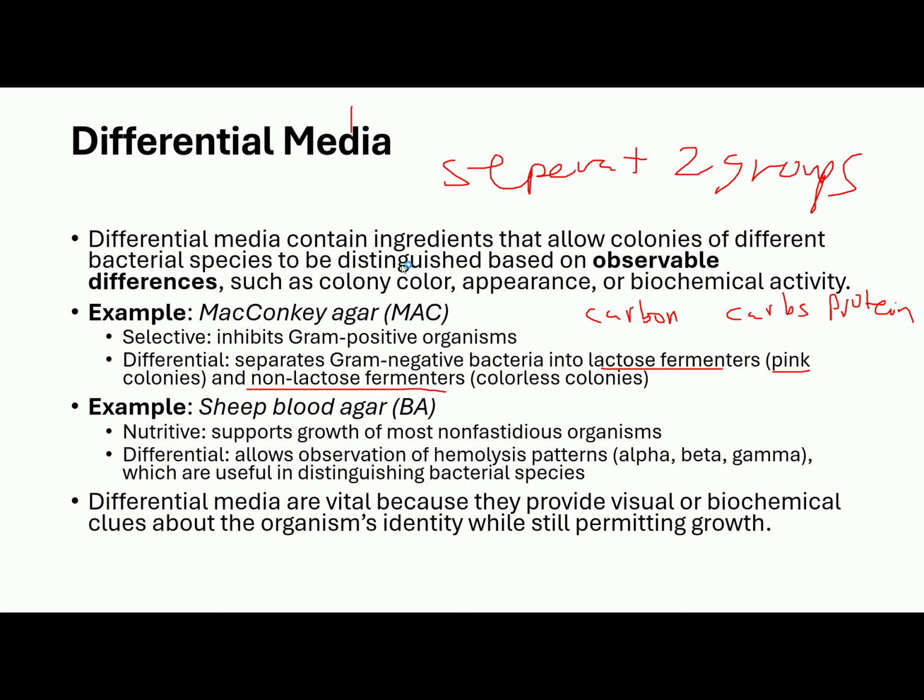Another example is the sheep blood agar. So this is a nutritive media. It supports the growth of most non-fastidious organisms. It's also differential because it allows observation of hemolysis pattern, alpha, beta, gamma, which are useful in distinguishing bacterial species. Differential media are vital because they provide visual or biochemical clues about the organism's identity while still permitting growth. So later i-explain ko yung three types of hemolysis pattern sa blood agar, yung alpha, beta, and gamma.